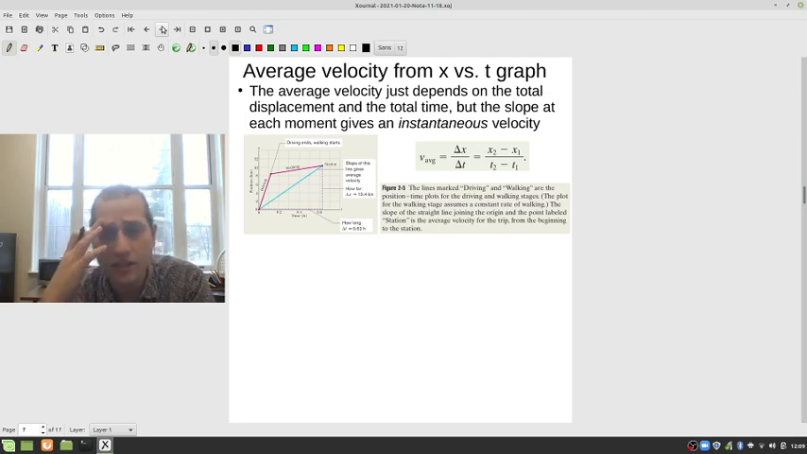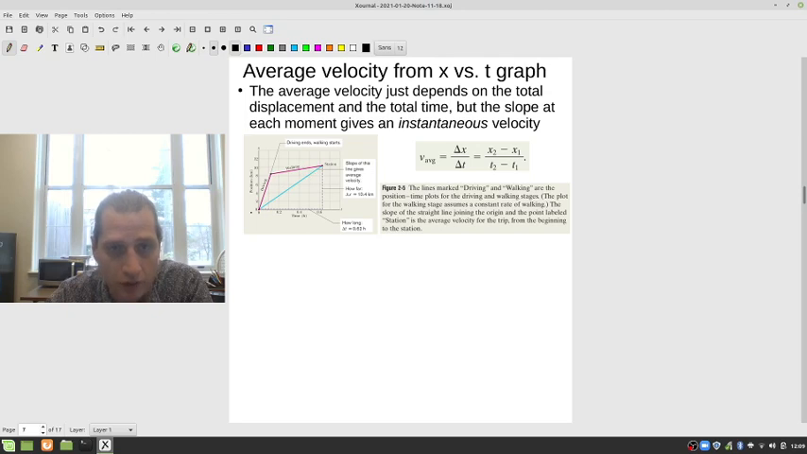Now, as I said a moment ago, the average velocity only depends on the total displacement and the total time. But the slope at each moment is going to give you an instantaneous velocity. So you notice while you're driving, you have one speed, and you're going much more quickly. And then once you start walking, you have a different speed. In each one of these regions, the speed that you're going at that time is given by the slope of the position versus time graph at that time.